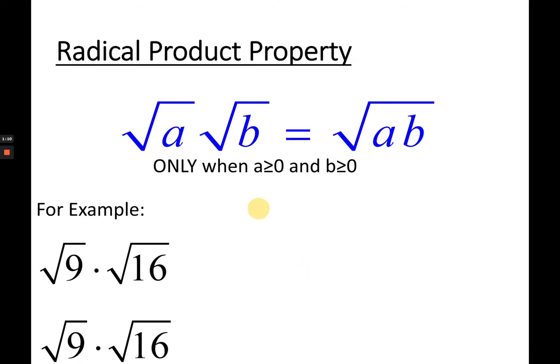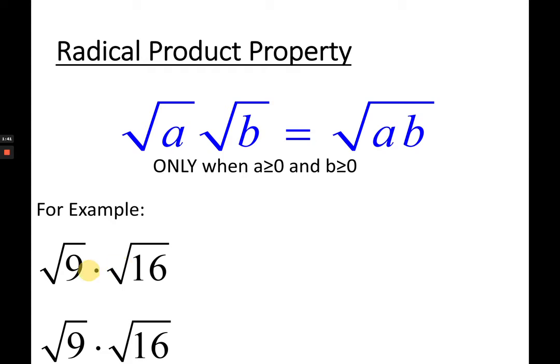First property in simplifying radicals says the square root of a times the square root of b is equal to the square root of a times b. This is actually the reverse of the factoring that you learned in simplifying. This will only be possible, remember, if a and b are greater than or equal to 0, because negative creates an imaginary number. Let's test the property.